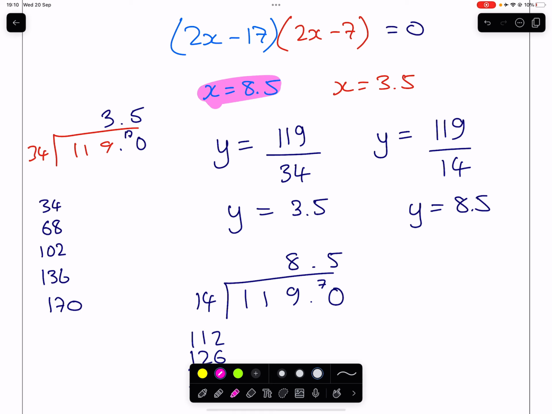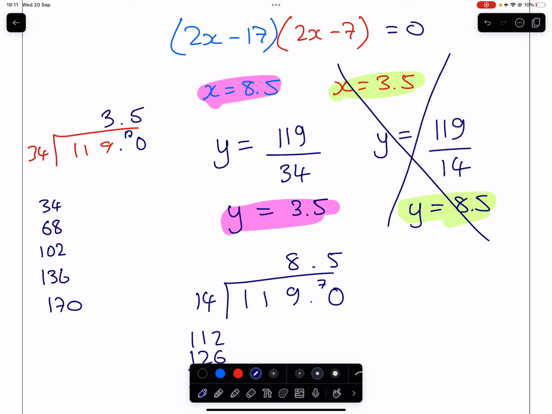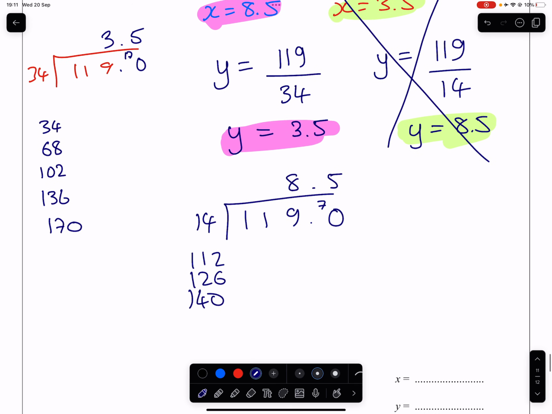So x is 8.5 when y is 3.5, and x is 3.5 when y is 8.5. Actually, I should have figured that out from getting this and seeing the link with that. Anyway, this answer can't be possible because it said x had to be bigger than y. Therefore, x is 8.5 and y is 3.5. Done.